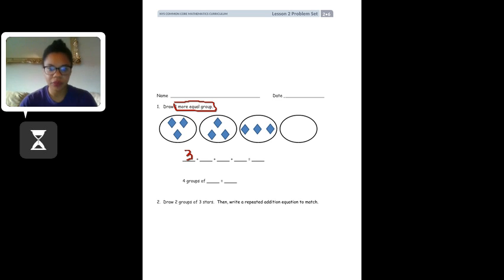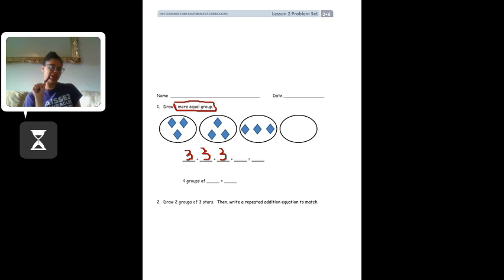Then I'm going to go to the next one, and I see that there is 1, 2, 3 in that second group. So I'm going to write the number 3 in my next blank. And then if I go to the next group, there's 1, 2, 3 diamonds in that group. And then I can go to the next group, and I can put another 3.